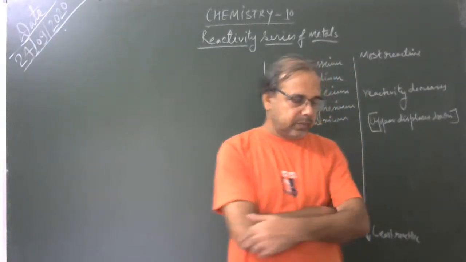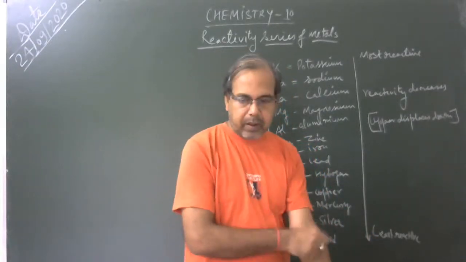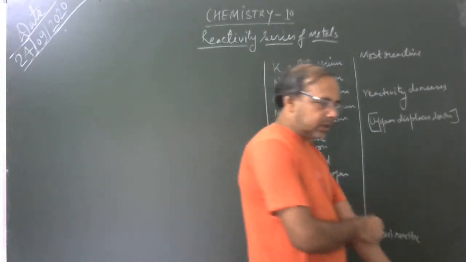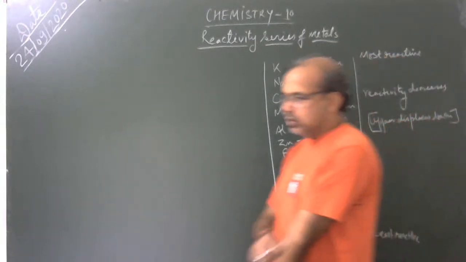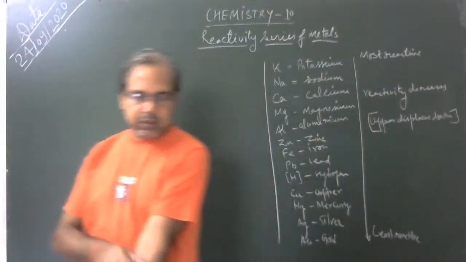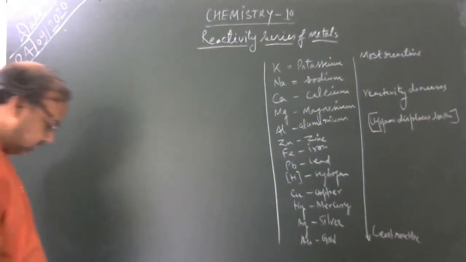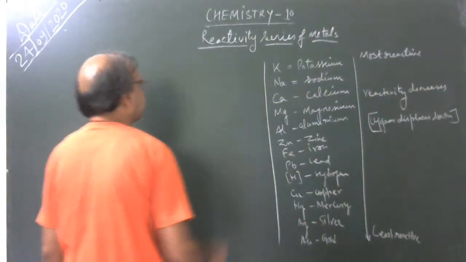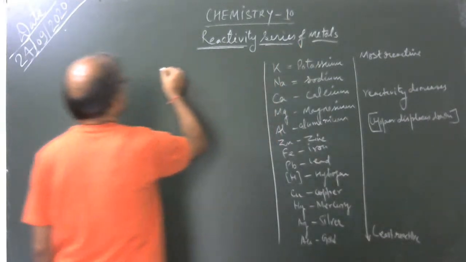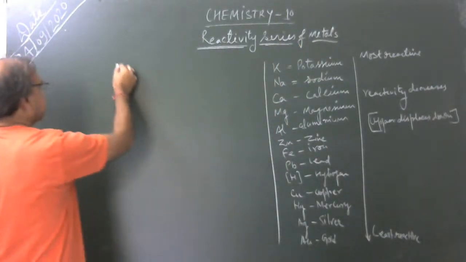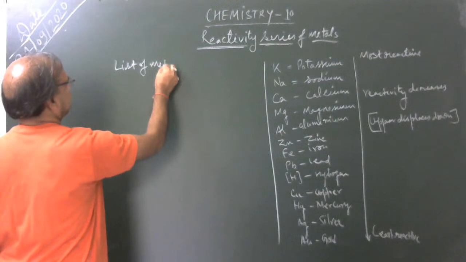Reactivity series is an arrangement of metals in a sequence having decreasing reactivity. So here we will discuss a list of metals arranged. This is the reactivity series of metals. So here I would like to list the metals.